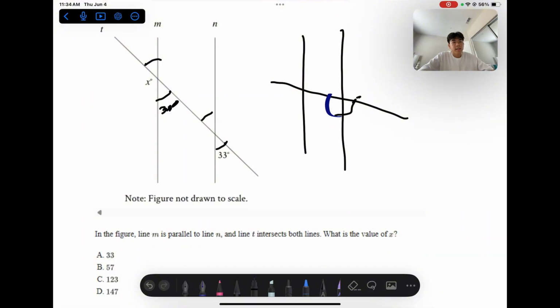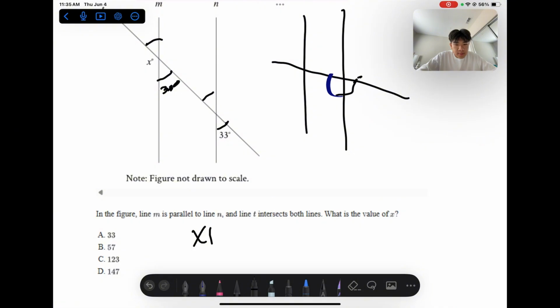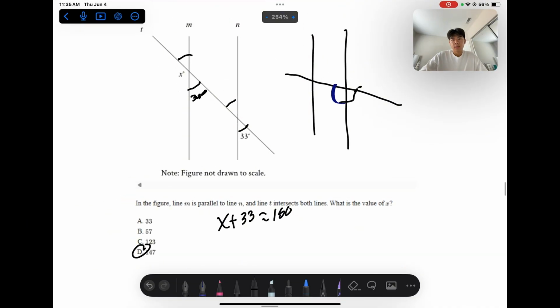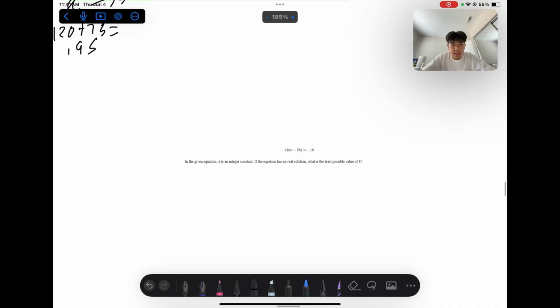Now if we're trying to find x, we know that this is a line. So what that means is that x plus 33 is 180. So that gives us the answer of D. So it's a pretty simple problem, but if you know what to do when you have parallel lines and a line that intersects them both, it's pretty simple.